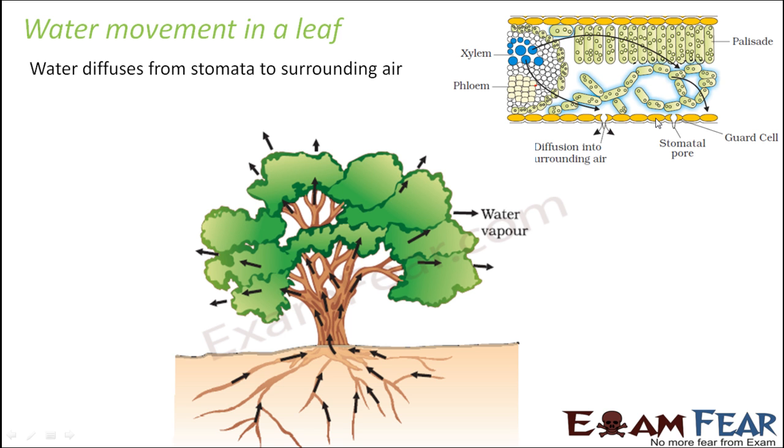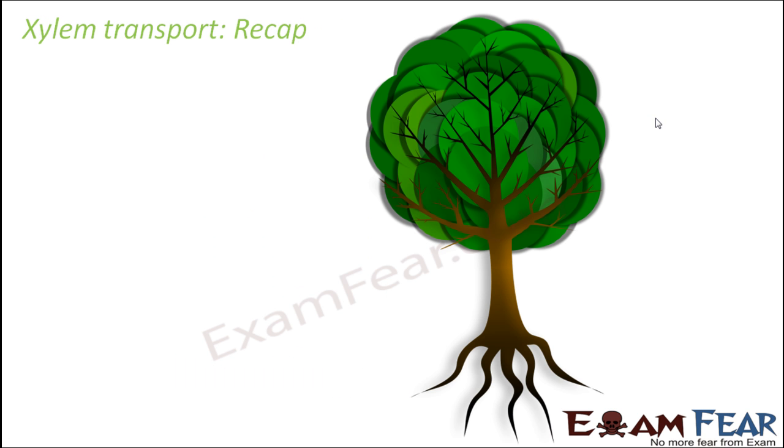Due to transpiration, a net upward movement of water, plus inside the xylem vessel also, whenever one water molecule is lost, another water molecule from below or from sideways will be brought to take its place. So that's how the entire concept of water transport takes place in case of plants. So let us have a quick recap of the xylem transport. So xylem is responsible for conduction of water and minerals.